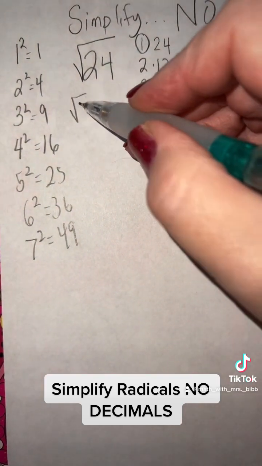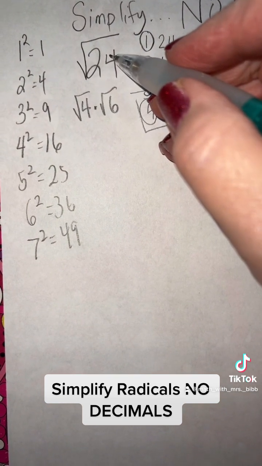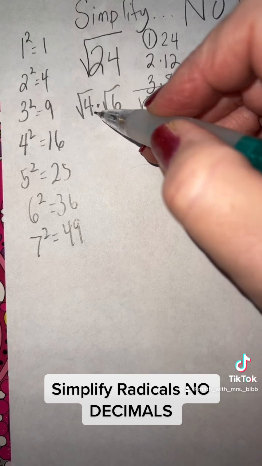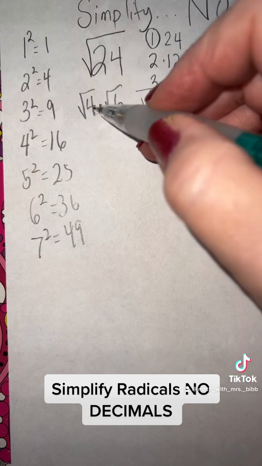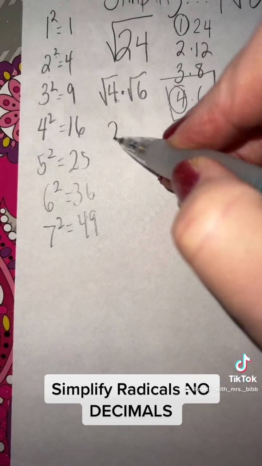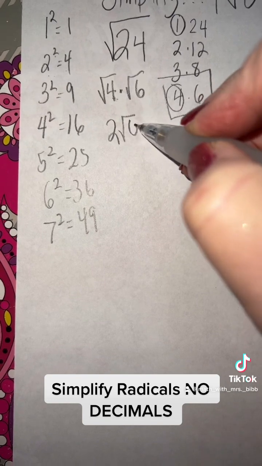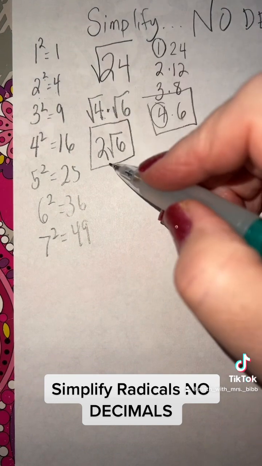The square root of 4 times the square root of 6 is the square root of 24. Then I tell them to take the square root of 4. This will give me a whole number. The square root of 4 is 2 because 2 squared is 4. So the square root of 24 is 2 times the square root of 6, and that would be my simplified answer without a decimal.